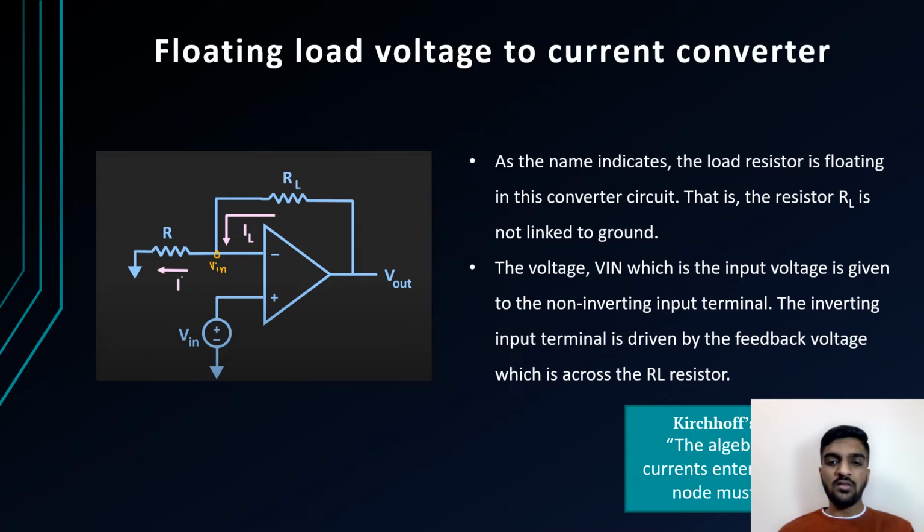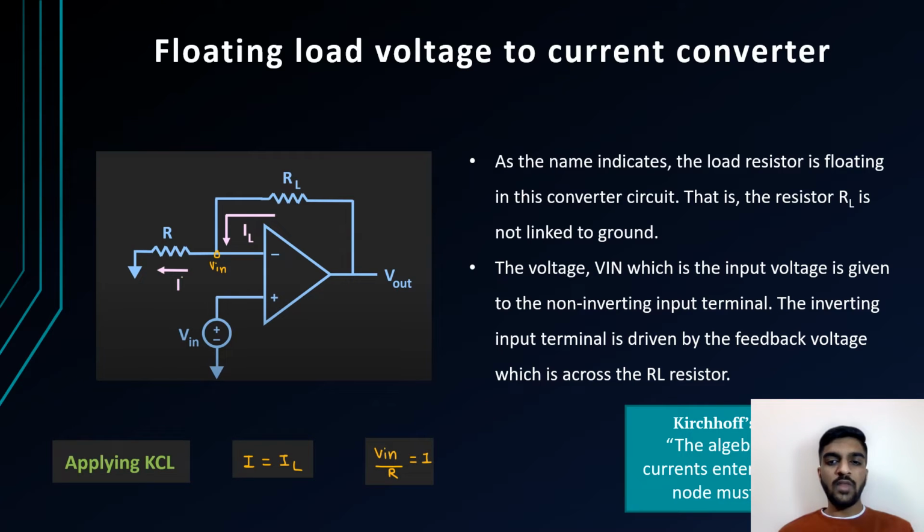First, we'll learn what is KCL. KCL stands for Kirchhoff's current law. The algebraic sum of the current entering a node must be equal to the algebraic sum of the current leaving the node. By applying KCL to this circuit, we get I is equal to IL.